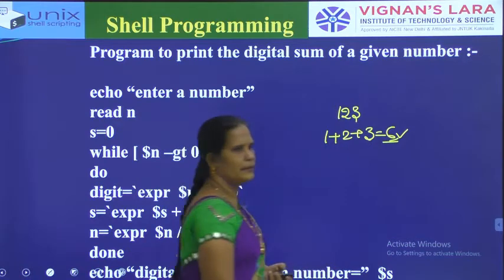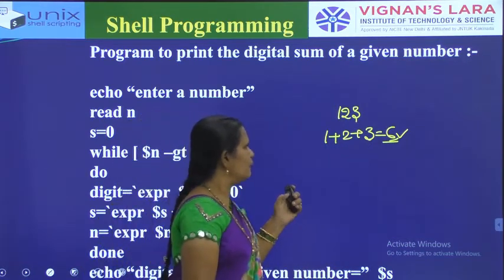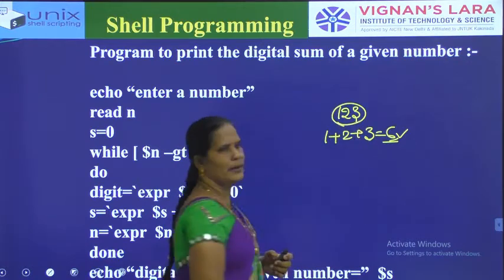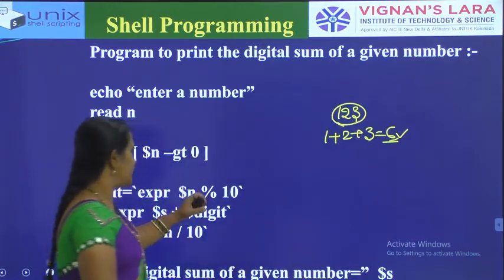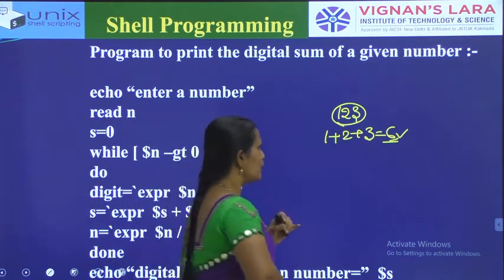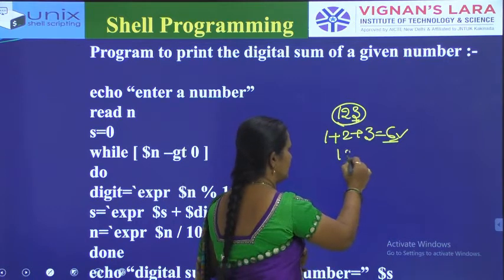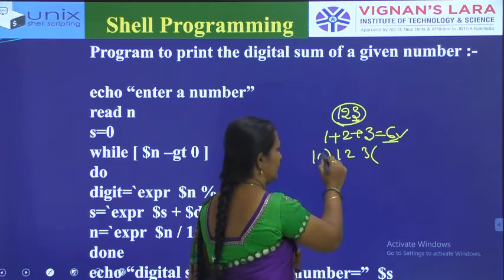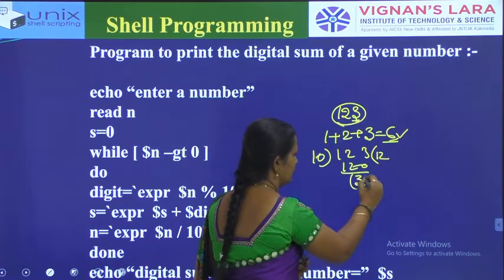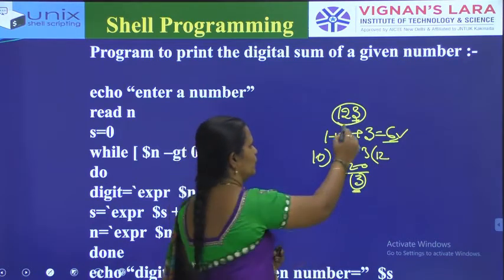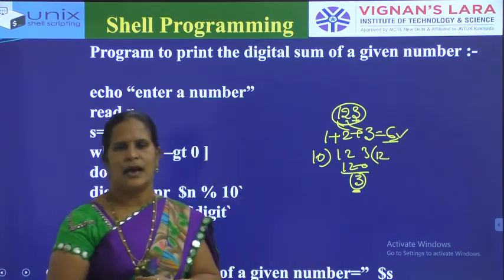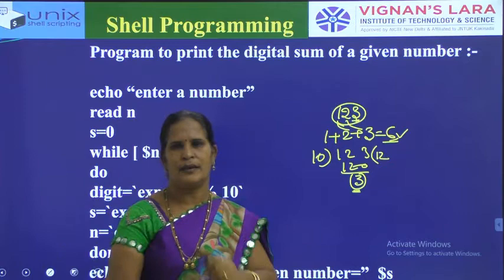For this, I first have to get the remainder of this number. By using the percentage symbol we can get the remainder. First you have to get each and every digit. 123 is divided by 10. First time we will get 3, next time we will get 2, next time 1. Like this, first we have to get each and every digit. After that we have to add each and every digit.